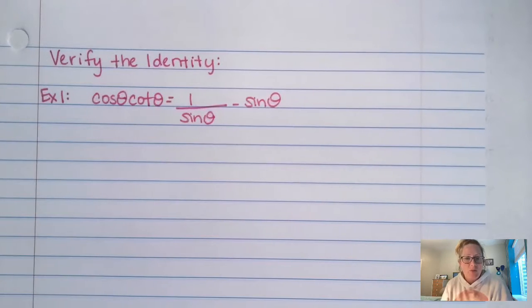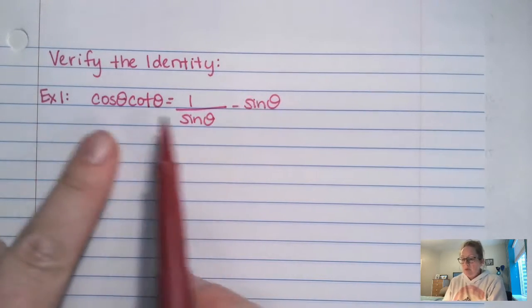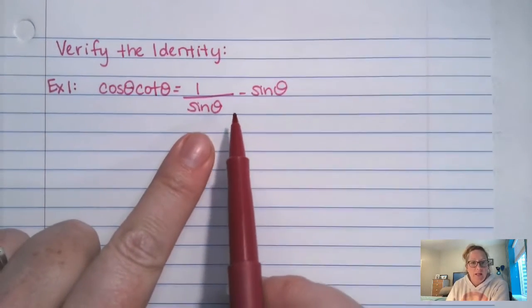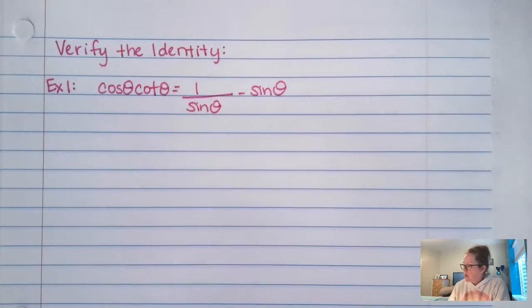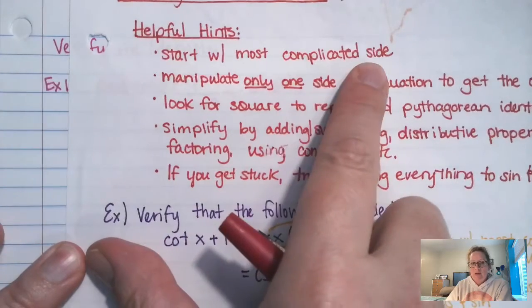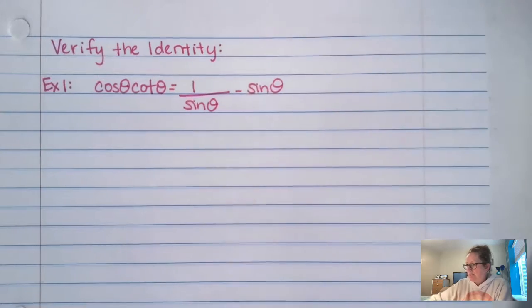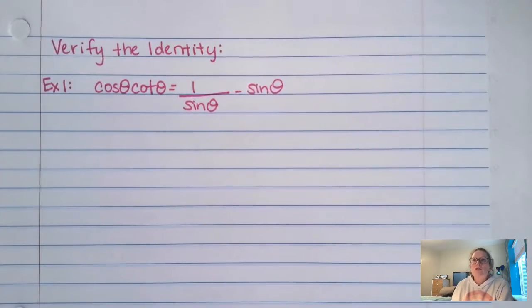Okay, so this is the type of question we're going to have. I have cosine theta times cotangent theta equals 1 over sine theta minus sine theta. I need to prove that this is equal to this. Okay, so I'm going to start, and if you look at your helpful hints, the first helpful hint that it had here is start with the most complicated side. So I think, looking at this, which one looks more scary? It's the right. There's no right or wrong answer. You guys could start with the left if you wanted to. Move with the left. If you can't figure it out, then you can try again with the right, okay?